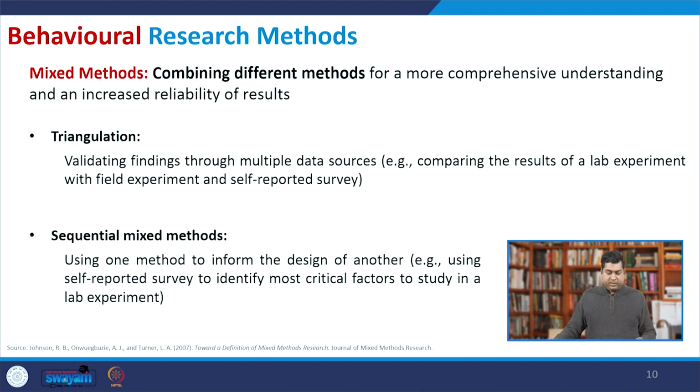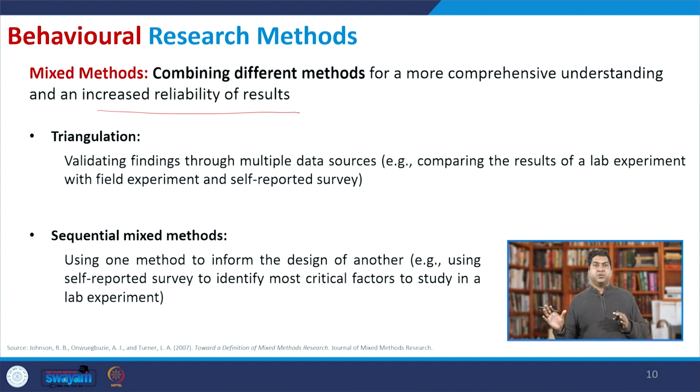Now coming to the mixed method, we are combining different methods for a more comprehensive understanding and increased reliability of the results. Whenever you go ahead with the qualitative approach, probably you are losing some objectivity. Maybe you are exploring so many things and subjectivity is maintained, but objectivity wise it is not quite acceptable. If you go ahead with quantitative methods, you are doing very well in terms of objectivity of the responses, but some subjectivity is missing. You combine them so you can balance it out.